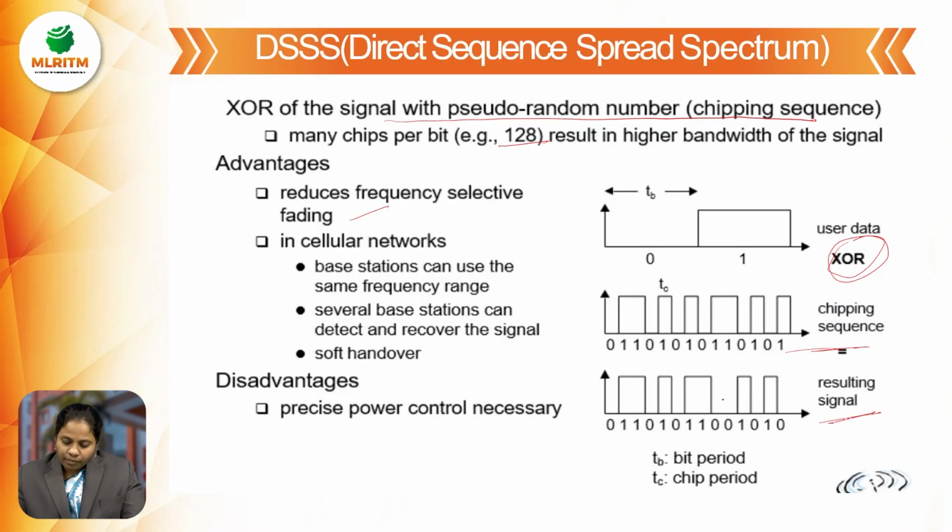Here, with the user data, we are XORing the chipping sequence. Here, the user data is 01. The chipping sequence is 01101, and so on. Here, we are adding. You could see the chipping sequence here, and the actual original user data is 0 and 1. Now, after performing the XOR operation, the resulting signal is this one, which is transmitted.